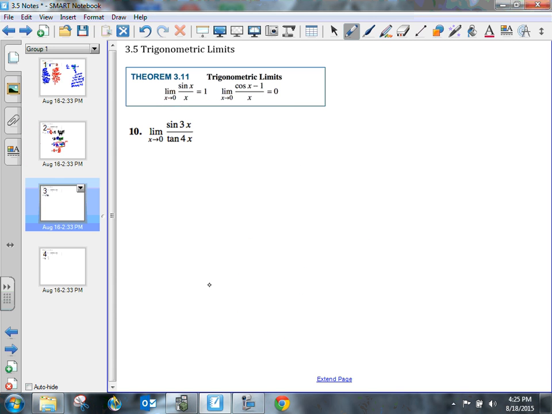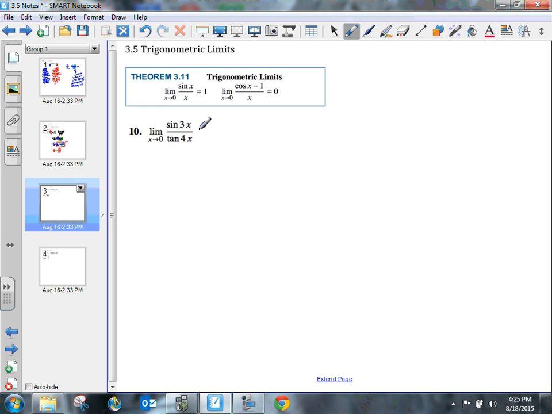All right, let's take a look at another one. Let's take a look at number 10. All right, now this one looks just god-awful. It doesn't look like anything over here. It doesn't look like either of these. So as a result, we have to manipulate this. We have to rewrite this. This one's tricky. This one's very tedious, and it's going to require a lot of steps, okay?